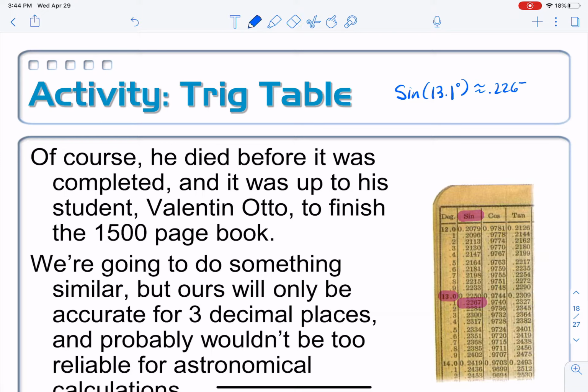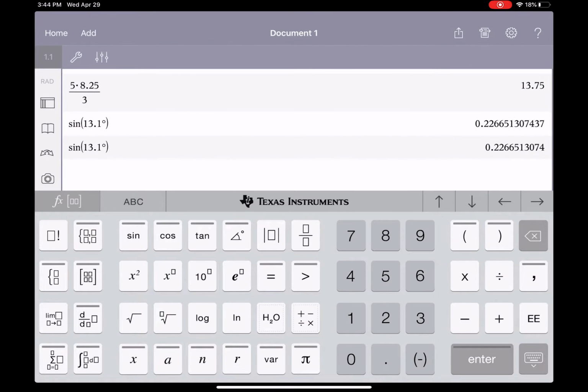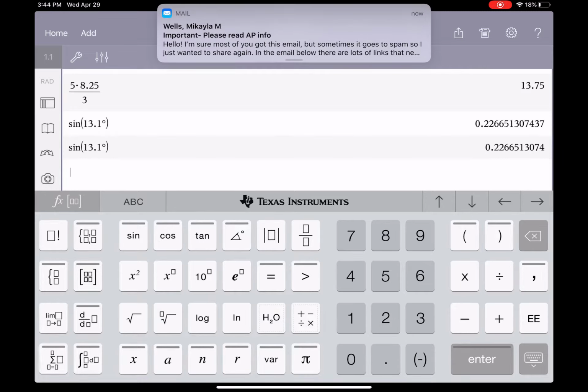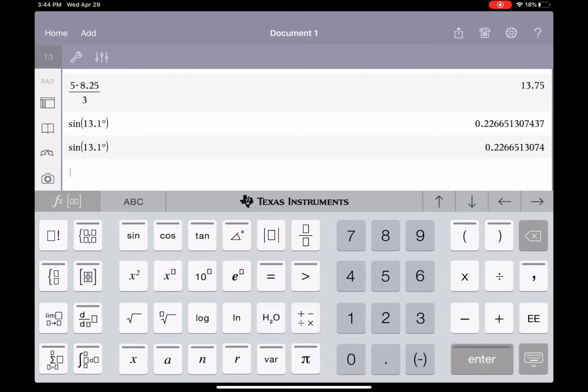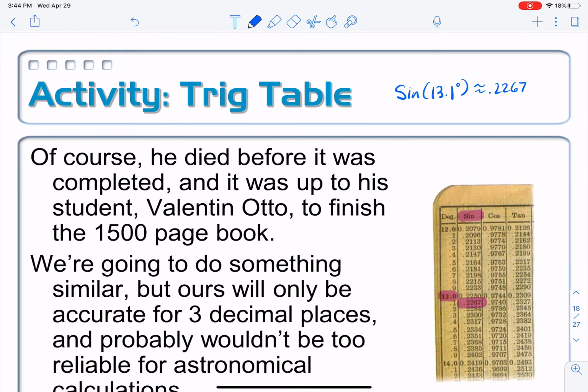I said 7, but I wrote a 6. Let's see what the calculator said for us. And of course, we have more decimal places, kind of like pi or the square root of 2. A lot of these are irrational numbers, meaning that the decimal places are just going to go on and on forever.